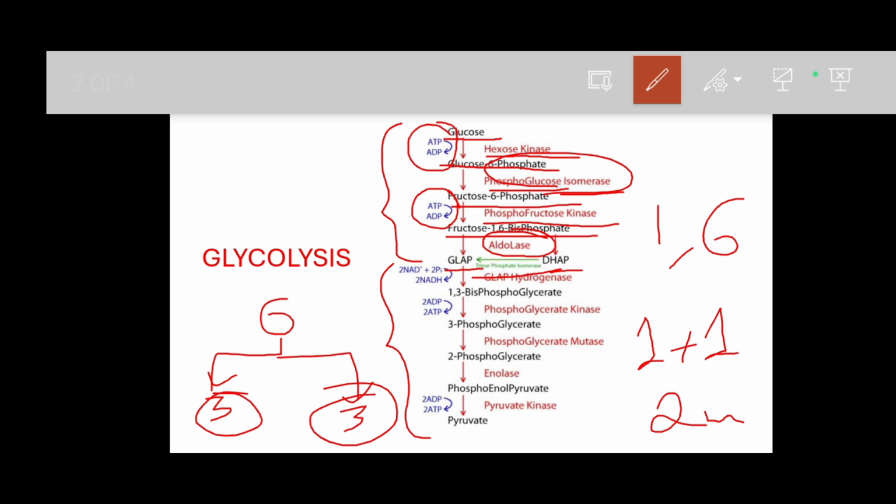From glyceraldehyde 3-phosphate, 1,3-bisphosphoglycerate is formed. The enzyme used here is glyceraldehyde 3-phosphate dehydrogenase. Always remember that dehydrogenase enzymes involve the utilization of NAD. NAD is another energy molecule that is used in almost all biochemical reactions, right? So from glyceraldehyde 3-phosphate, 1,3-bisphosphoglycerate is formed with the help of the enzyme glyceraldehyde 3-phosphate dehydrogenase.